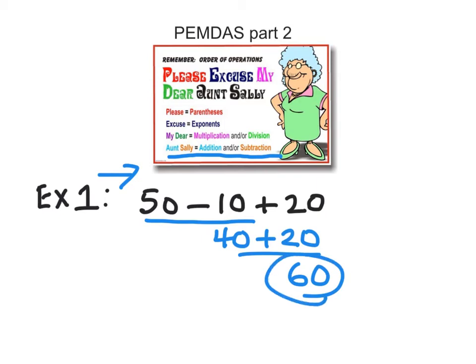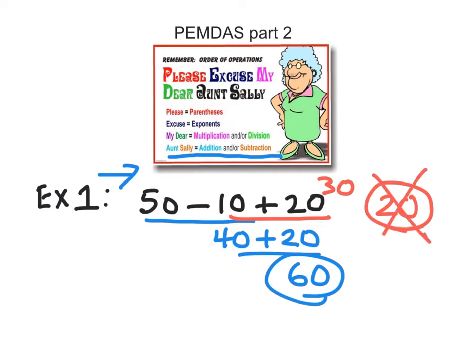Now notice it does make a difference. If you went out of the order of operations, if you added first, you would get 10 plus 20, which is 30, and then when you subtracted 50 minus 30, you would get 20. So the order of operations does make a difference in our simplification of these expressions.